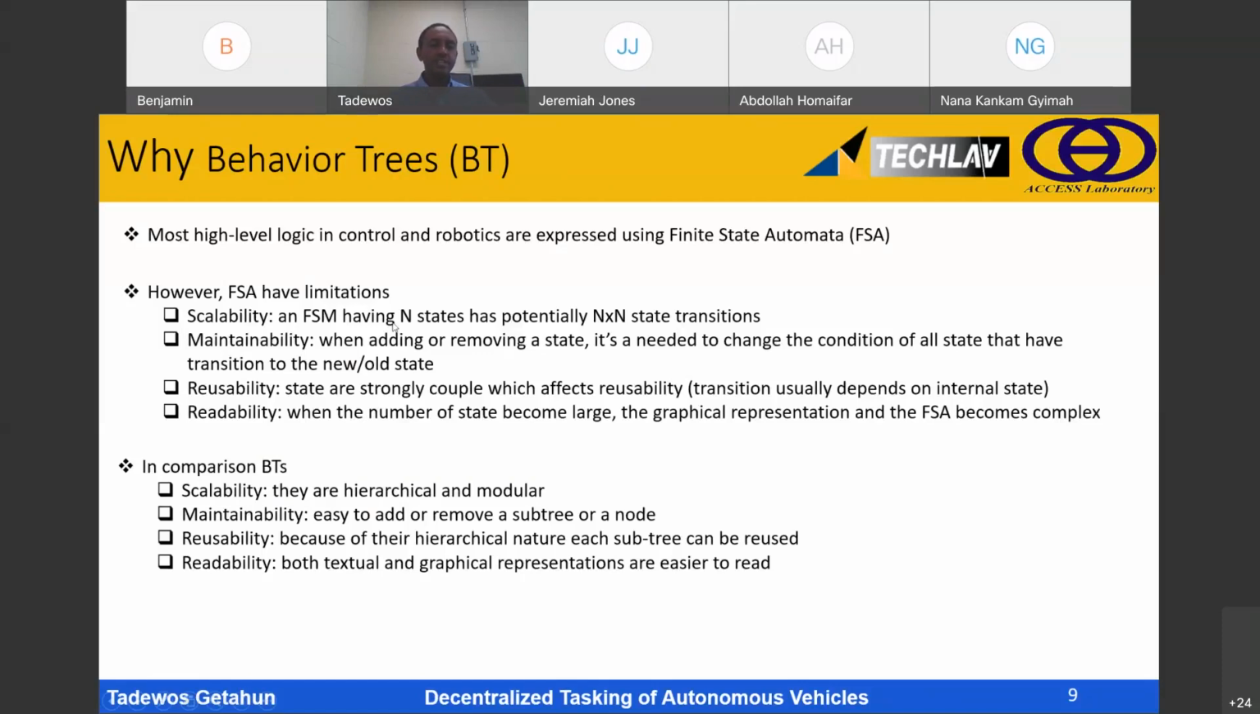In comparison, behavior trees are scalable because they are hierarchical and modular. Maintainability is easy because you just add or remove a part of a subtree to the tree. They are reusable because of the hierarchical and modular property. We can reuse them very easily. They are readable because in finite state automata the flow is bidirectional, but here it is directional. So we can read a behavior tree from top to bottom, left to right. So it is easy to read.